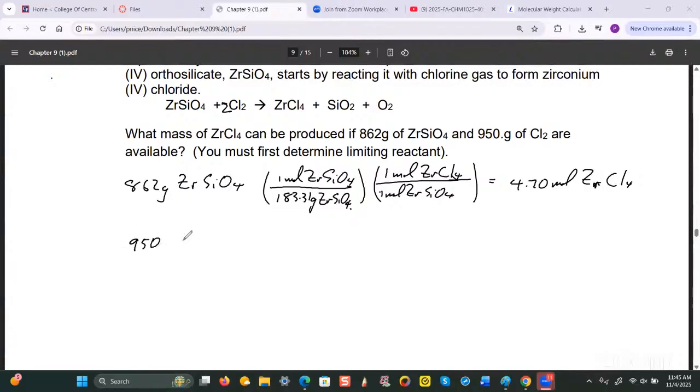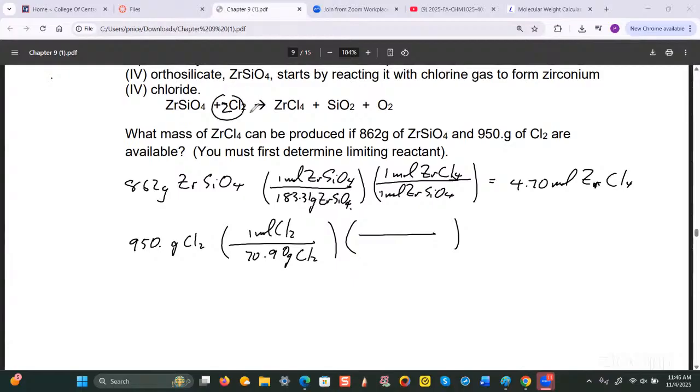Okay, so 950 grams of chlorine. We're going to convert that to moles. So 1 mole of chlorine above, and the molar mass of chlorine, which we calculated earlier in another problem, is 70.90 grams of chlorine. And then what's next step? One mole of chlorine on the bottom. Remember the coefficient of the chlorine is 2 in the balanced equation. So that should be 2 moles of chlorine down here.